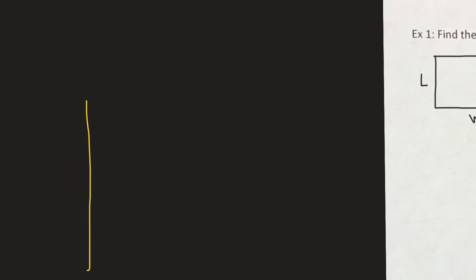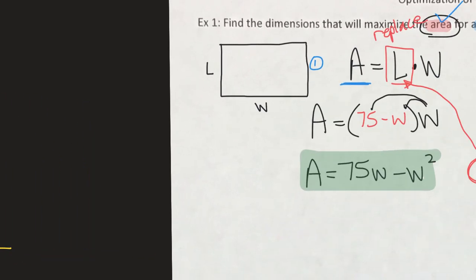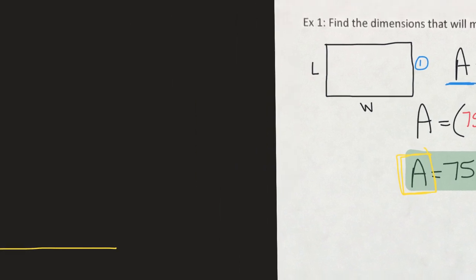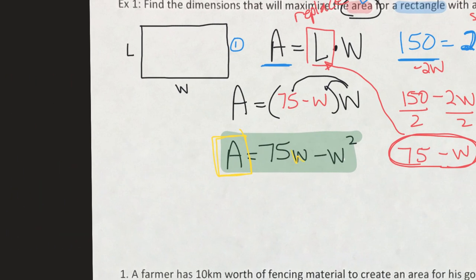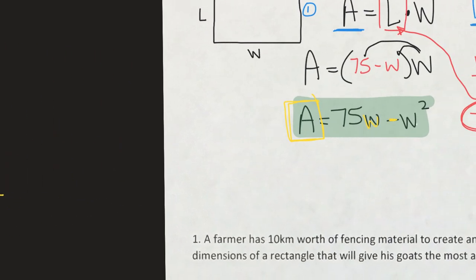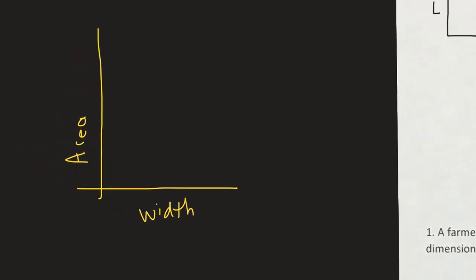There's my y-axis and here's my x-axis. Well, actually, area is your dependent variable, so area is your vertical axis. And our independent variable is W, so the width is along your independent axis. My quadratic graph, my parabola, is going to be width comma area. Notice it's a negative W squared, so this parabola is going to be opening down. My parabola is going to look like this.